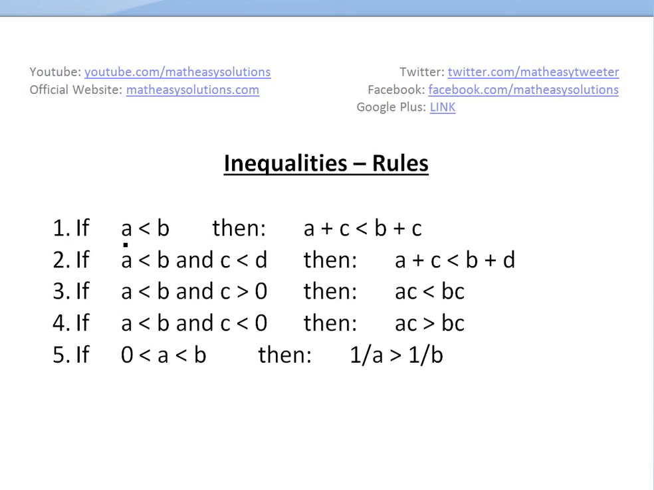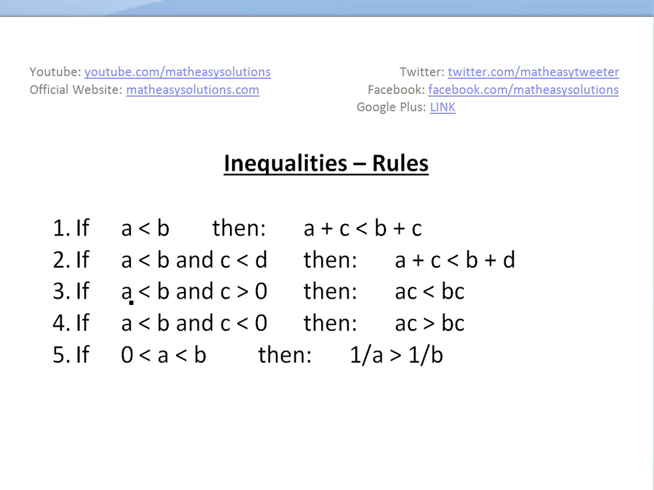If you have a number a that's less than b, then if you add another number c to it, you're going to have a plus c less than b plus c. The second one is, if a is less than b, and c is less than d, then if you add a with c, it's going to be less than b plus d. I'll explain further into these. I just want to go over these quickly.